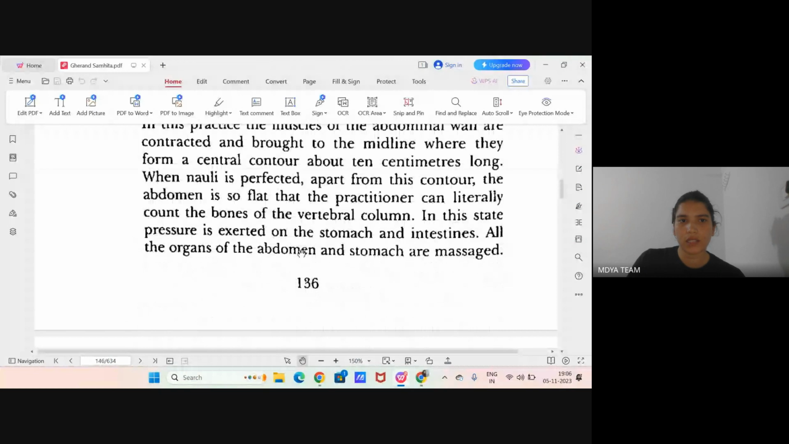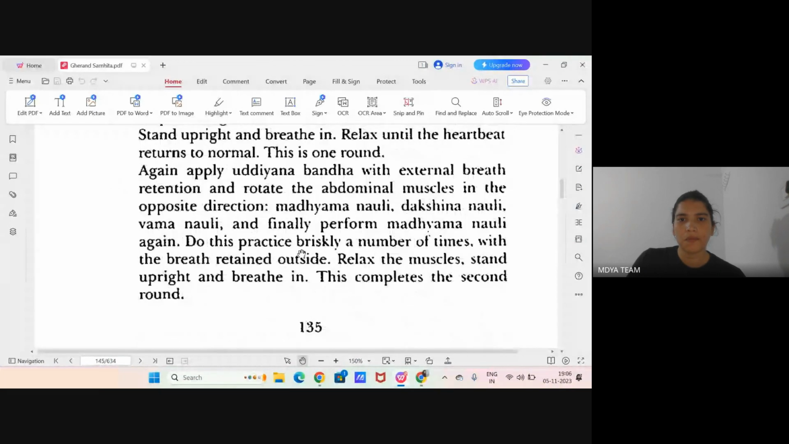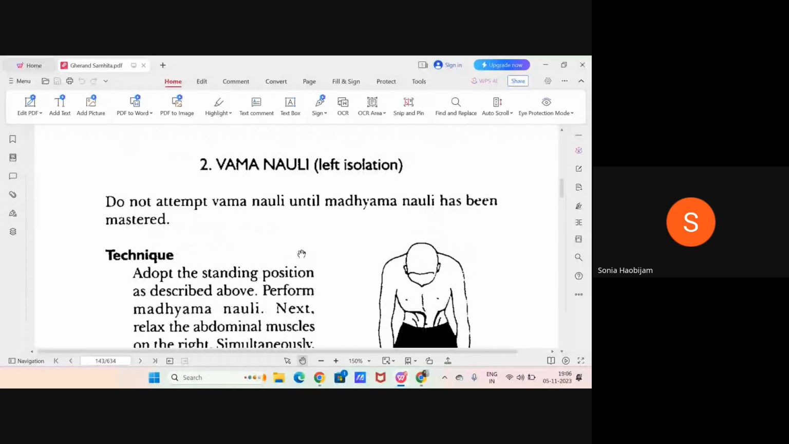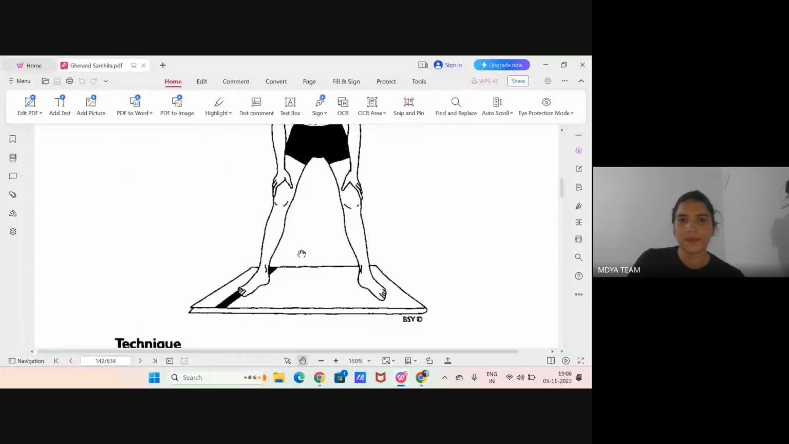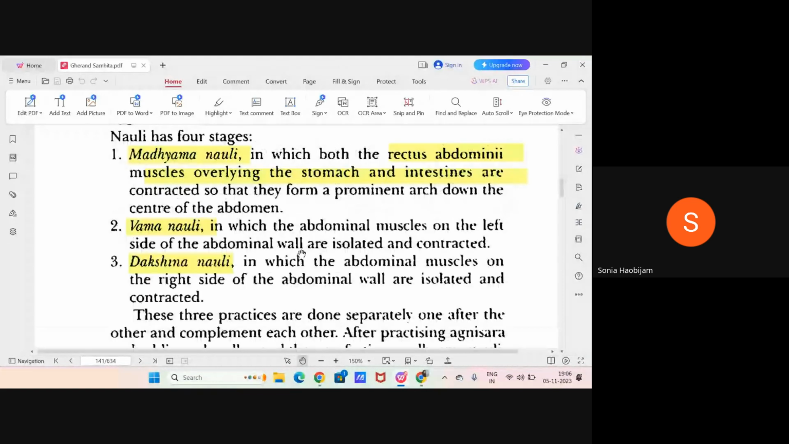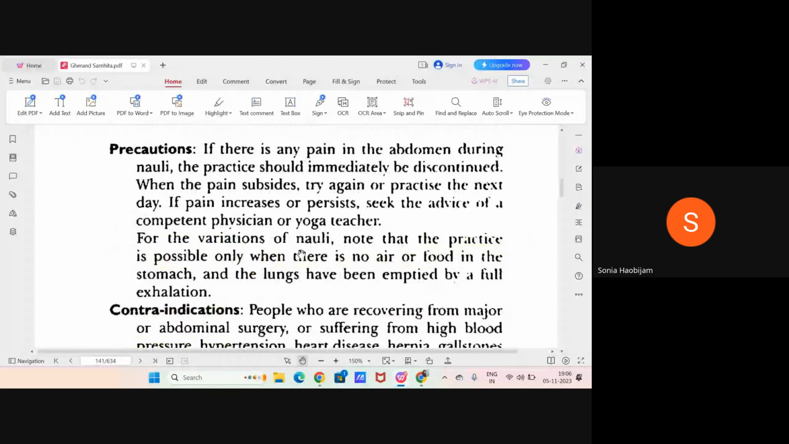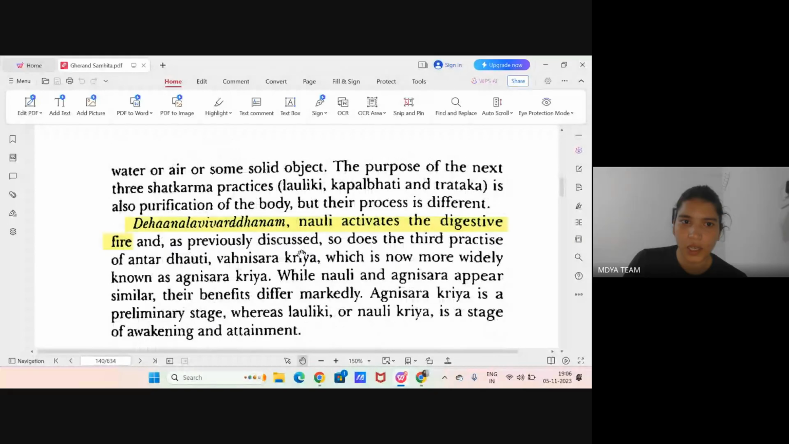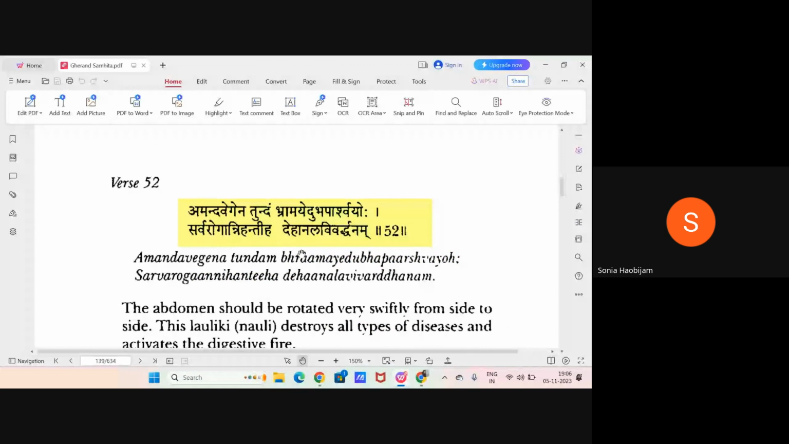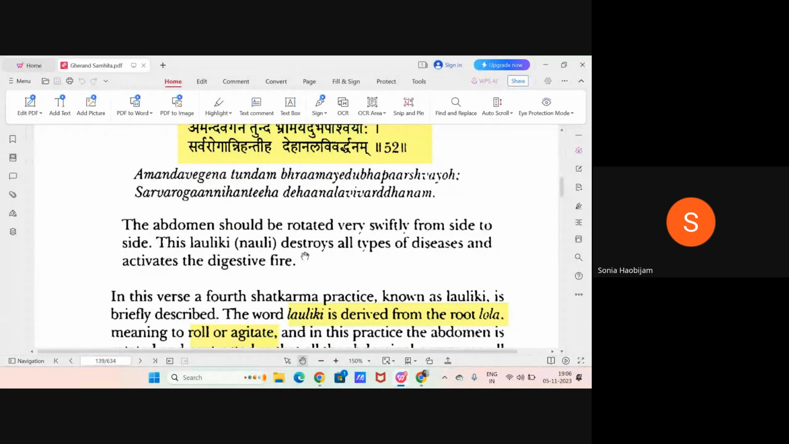Sonia, what are the types of Nauli? Madhyama Nauli, Vama Nauli, Dakshina Nauli, and Bhramari Nauli. Okay, and what do we do in Dakshina Nauli? We should bring our abdominal muscles to the right side.